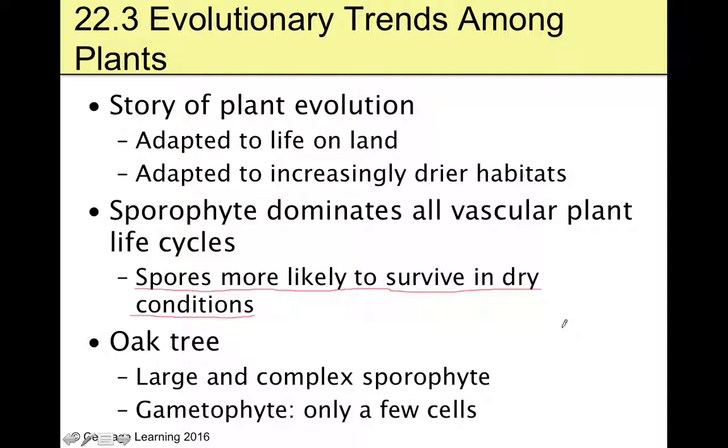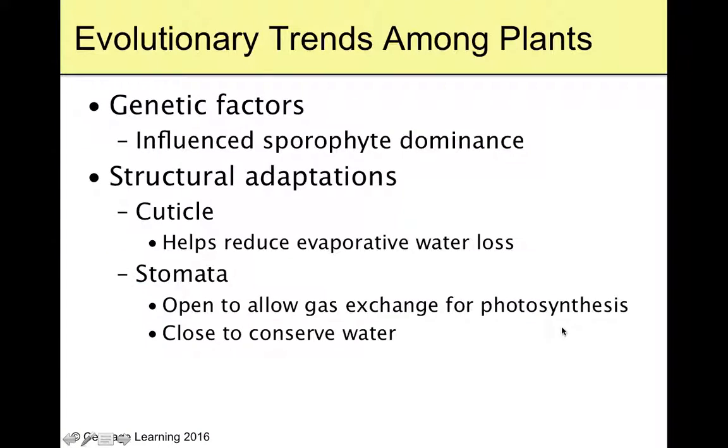And then the gametophyte is really only a few cells that are going to make the pollen or the ova. Some factors that might have influenced sporophyte dominance may have been genetic, the reason this changed in the first place. There are several structural adaptations, which of course would come from your genetics, that are going to help you survive in a more dry environment as we move away from the water.